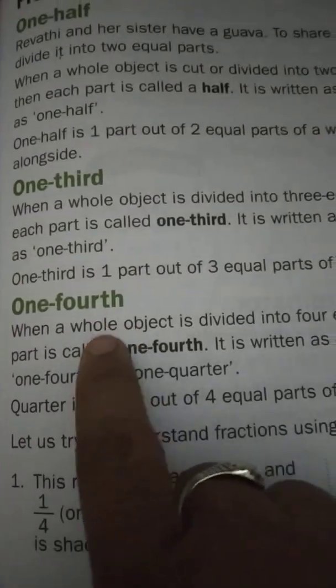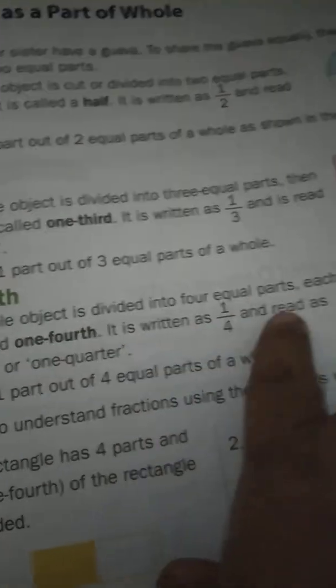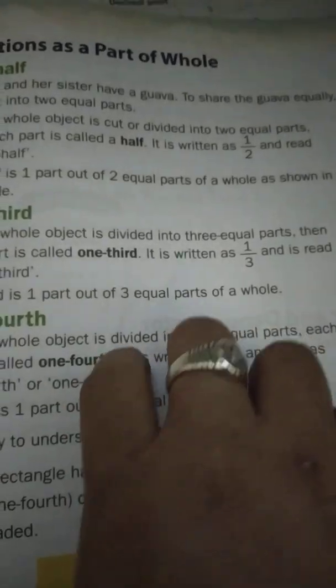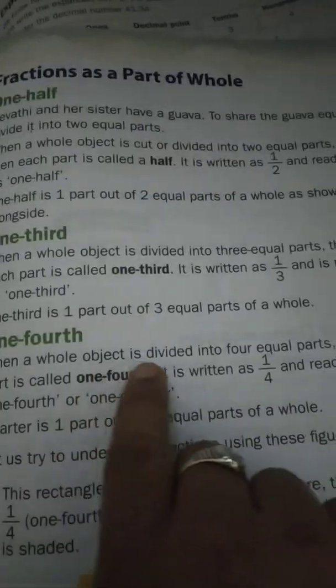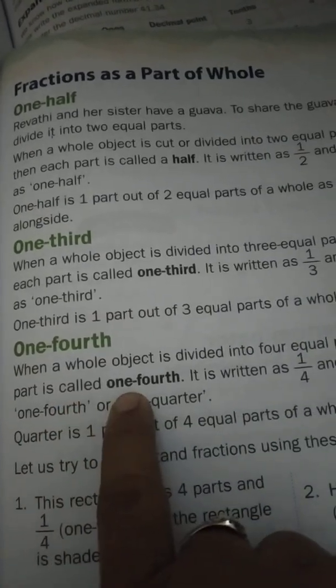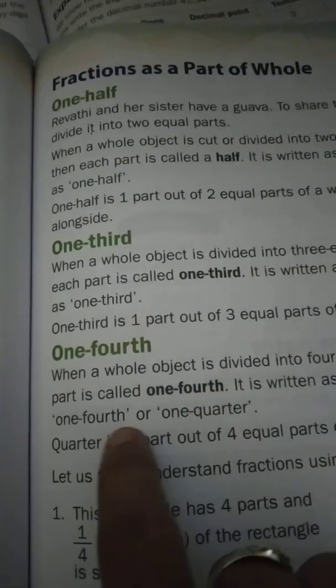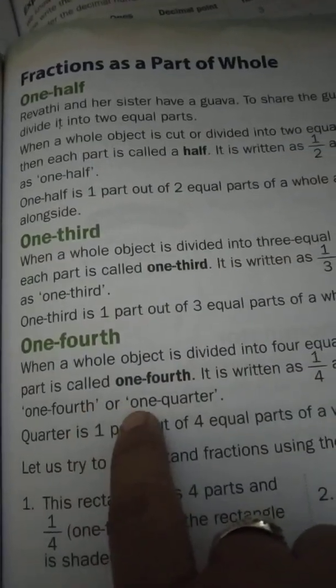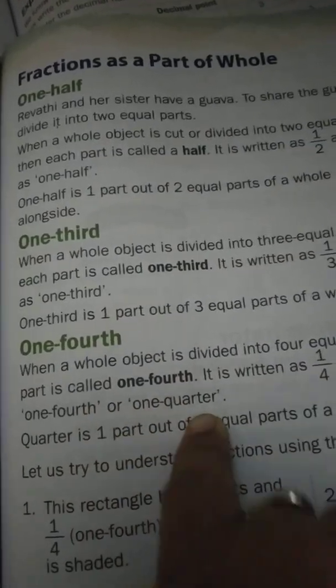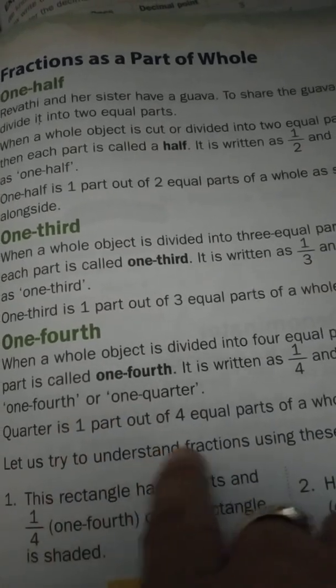Next, one fourth. When a whole object is divided into four equal parts, like the cake, Mama divided the cake into four equal parts and gave it to the friends. When a whole object is divided into four equal parts, each part is called one fourth. I got one fourth. It is written as 1 by 4 and read as one fourth. Another name for one fourth is one quarter. So a quarter is nothing but one part out of four equal parts of a whole.